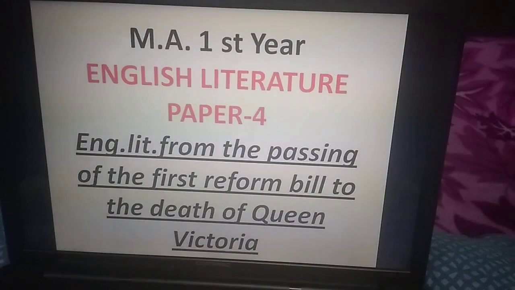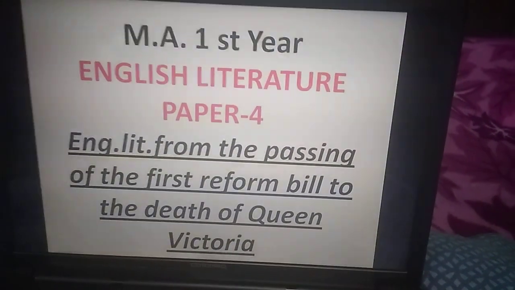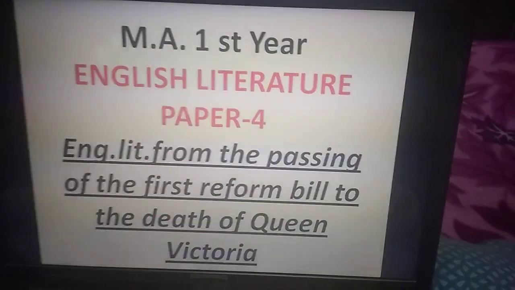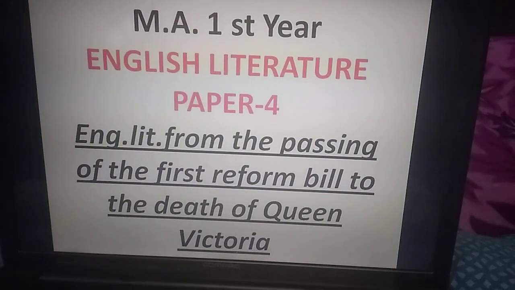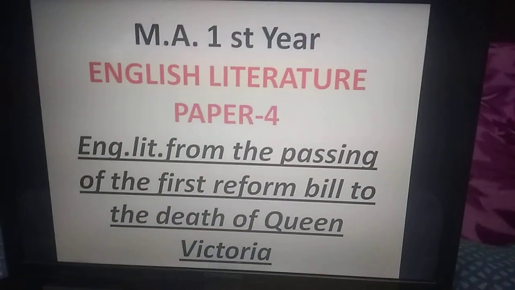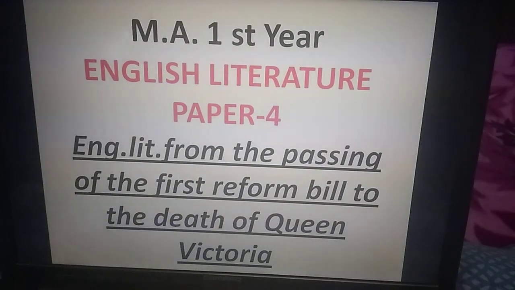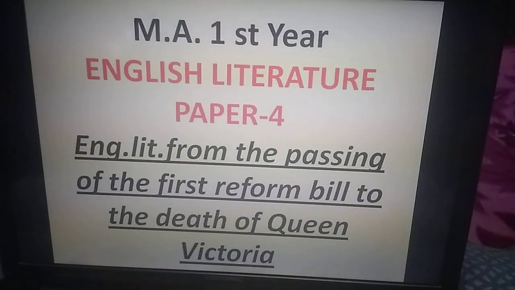Today I will discuss Paper 4 of English Literature, MA first year. The title of the paper is English Literature from the passing of the first Reform Bill to the death of Queen Victoria. I would like to state that I am referring to the syllabus of CSJM Kanpur University, and I will give a brief snapshot of all the authors and their compositions.